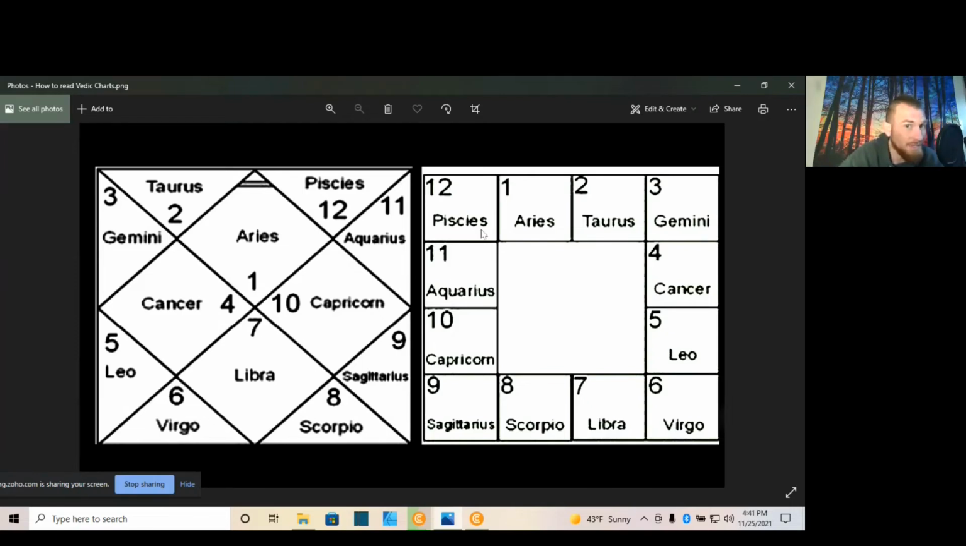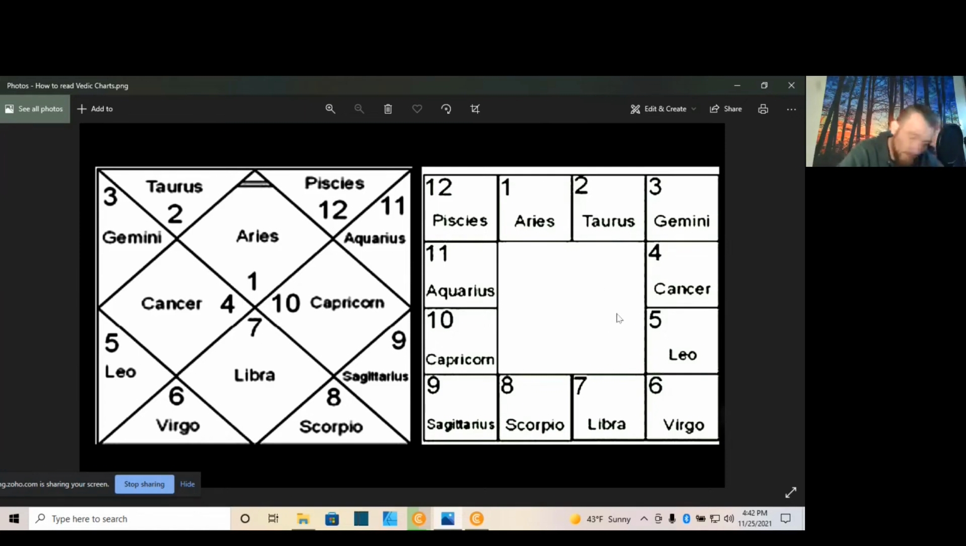Now, if the person was a Pisces ascendant, this would become the Lagna. So this would be the first house, and then Aries would be the second house, and Taurus would be the third, so on and so forth. So you can see that in the South Indian style the signs stay the same and the houses move, and you go clockwise the way you're counting. In the North Indian style, the houses stay the same and the signs move, and you go counterclockwise. That's the only difference.